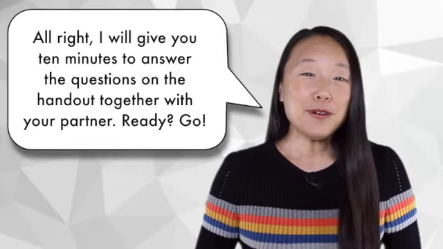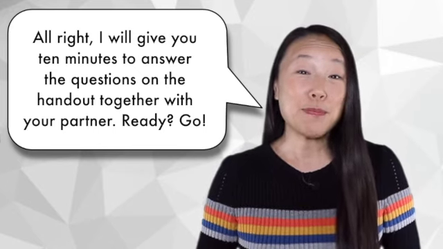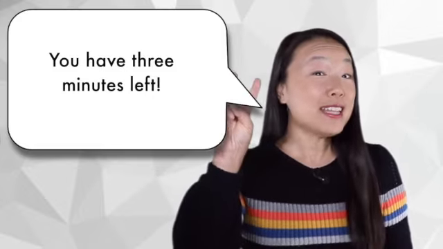Step 6. After the story is heard a second time, give them time to complete the handout in pairs. "All right, I will give you 10 minutes to answer the questions on the handout together with your partner. Ready? Go!" While partners are working together on the handout, what should the teacher do? Yes, the teacher can move around the classroom and give assistance to the pairs. Also, give them time warnings such as, "You have 3 minutes left," to help them manage their time.